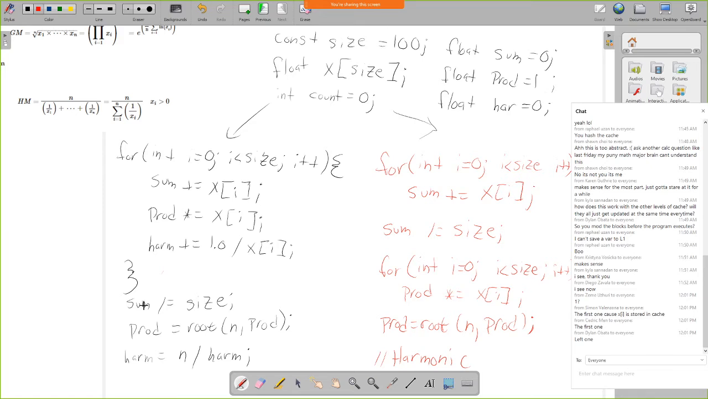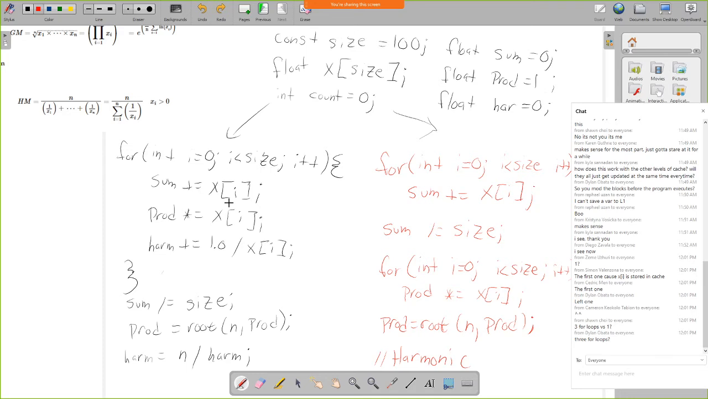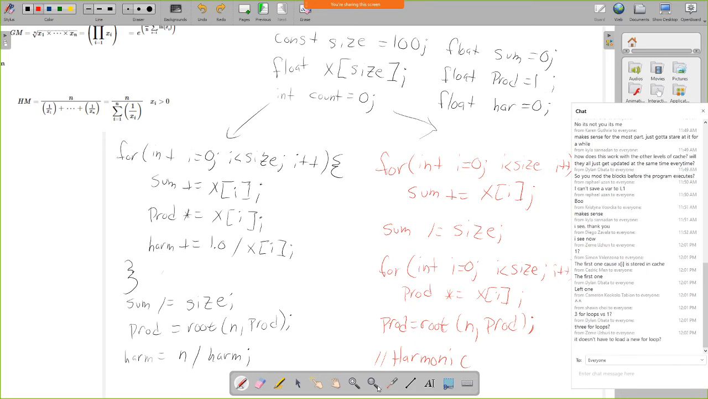So the first one, or the left one, is going to be faster. And the reason, like somebody said here, is that x sub i is going to be stored in the cache. So you'll notice here, when I use x sub i, and actually there's another reason too, that doesn't have to do with the cache, and if anybody points it out, that'll be good. But yeah, I use x of i 3 times in a row here, which means it's more likely to be in the cache when I use it versus this one.